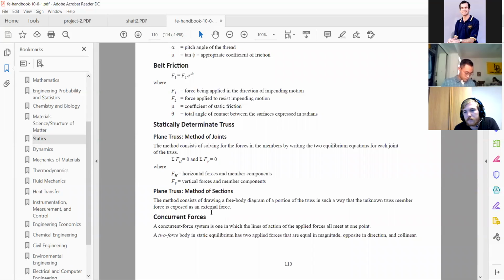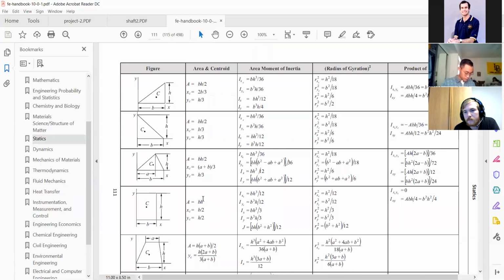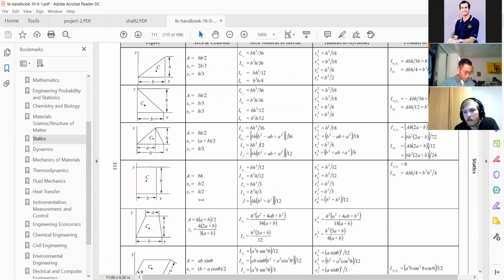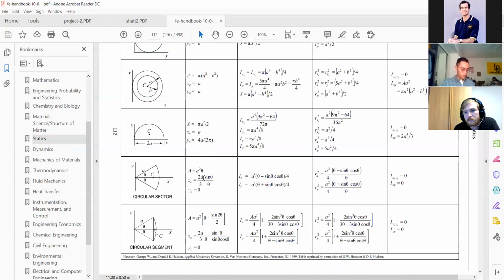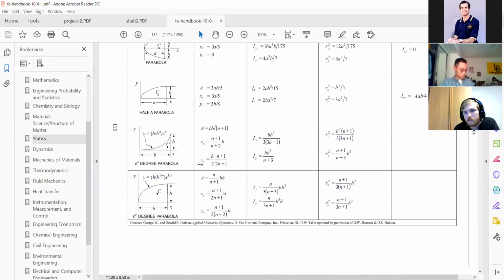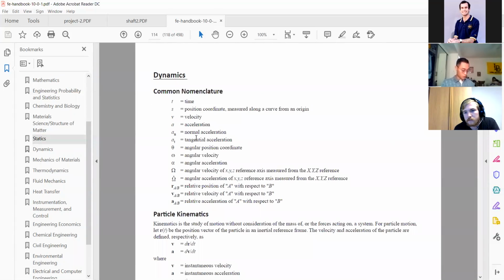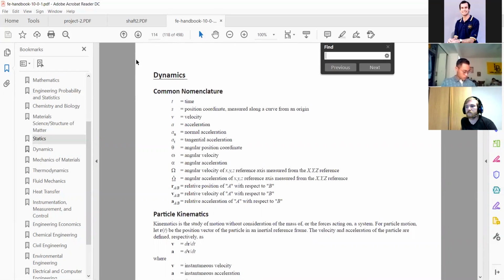I believe. And then we have all of the centroids, moment of inertia, radius of gyration equations. And that's it. So that's the FE handbook for statics. Let me open up that. We may be referencing it as we go through our problems. But for now, we will start working on those.